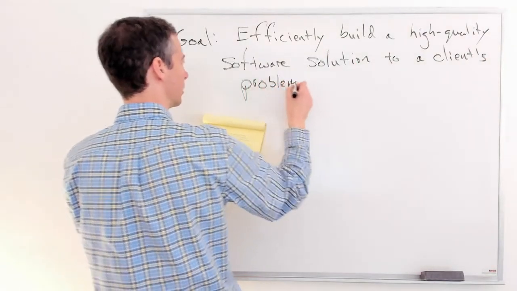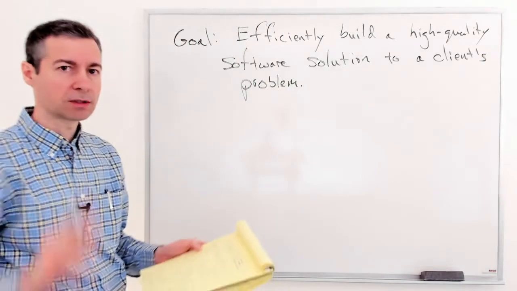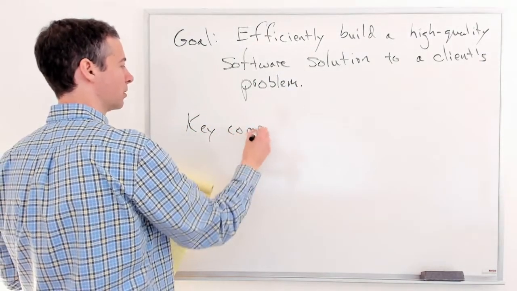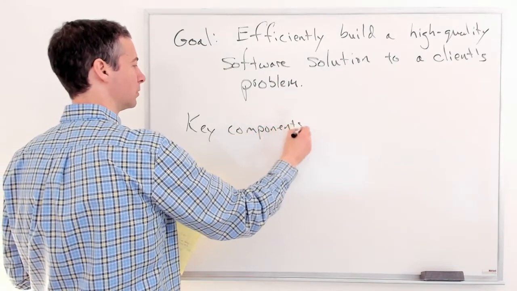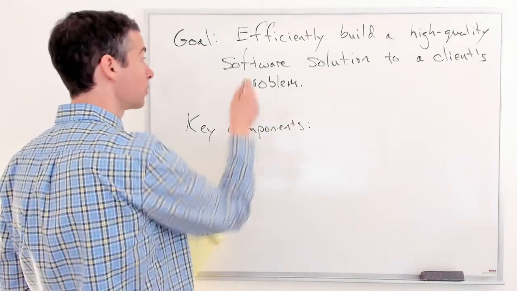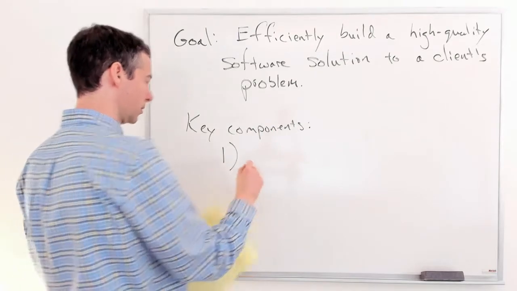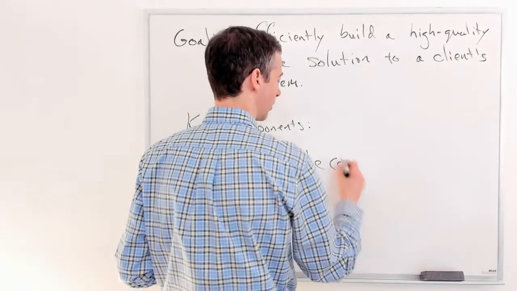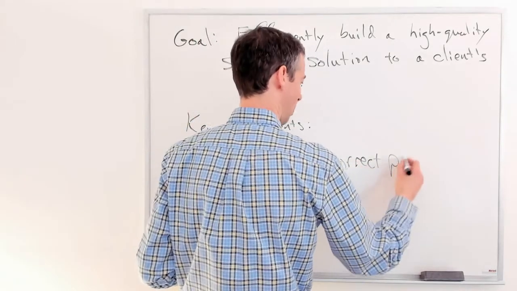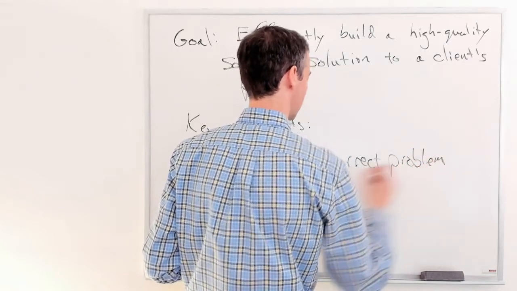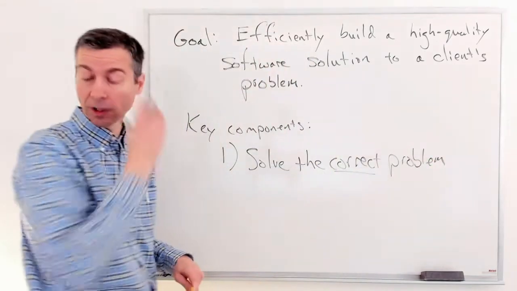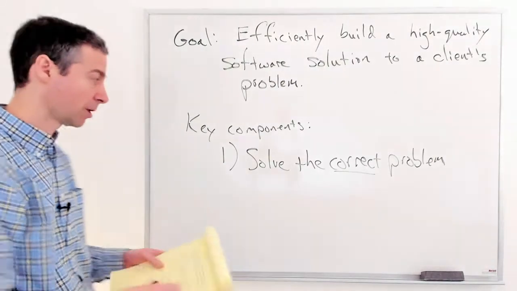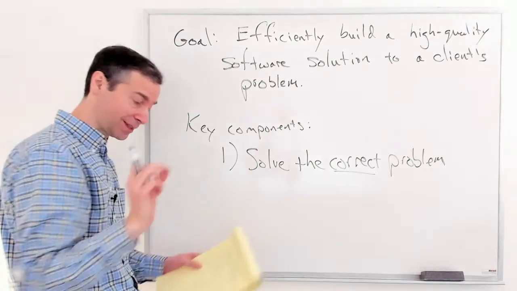Now, the key components to doing this, there's two things. So to achieve that goal, first, we need to solve the correct problem. And this really is one of the biggest issues. We don't actually end up often solving the correct problem. We solve what we think is the problem, but it's not the correct problem. So we need to solve the right thing.